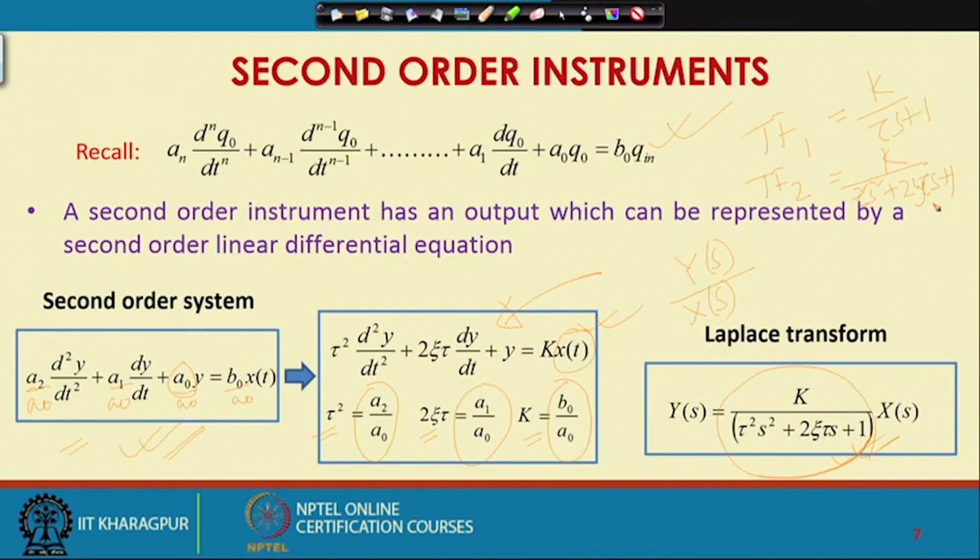We would like to make a point here that sometimes you will see the transfer function for a first order system written as 1 by tau s plus 1, and for a second order system written as 1 by tau square s square plus 2 zeta tau s plus 1. In other words, in these two expressions, the value of k is equal to 1.